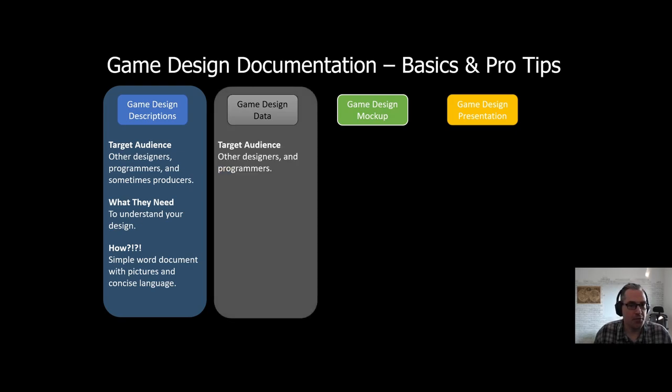Game design data. So who's the target audience for this? Typically it's other designers and primarily programmers. Programmers are the ones who want the data for each of your designs. So they're the ones who are going to be looking very closely at what the numbers are. They need the formulas, they need the numbers behind your design, and this is where they're going to find that data.